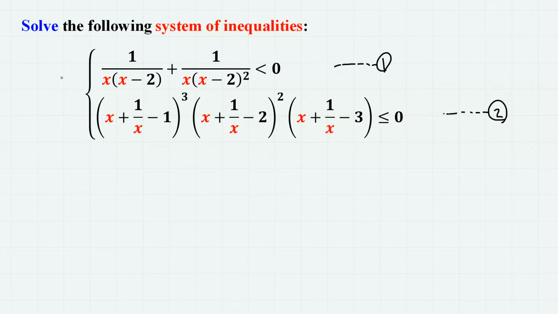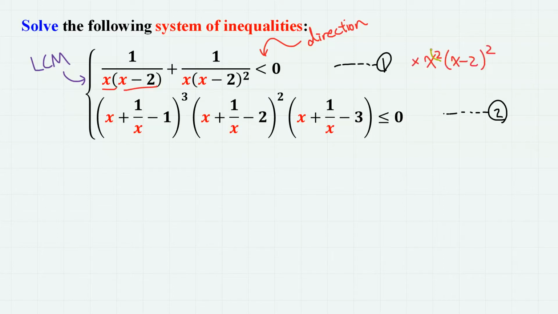Now, when we are dealing with fractional equations, we multiply the least common multiple of the denominator in order to remove the fractions. But when we are dealing with inequalities, we must be careful because the direction of the inequality sign must switch whenever negative numbers are multiplied on both sides. But here, this x is yet undetermined, so we don't know whether either of these are positive or negative yet. Therefore, the trick here is we multiply x squared times (x minus 2) squared on both sides, which is always positive.